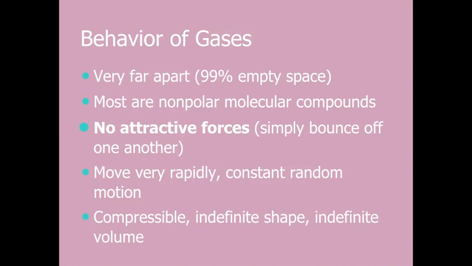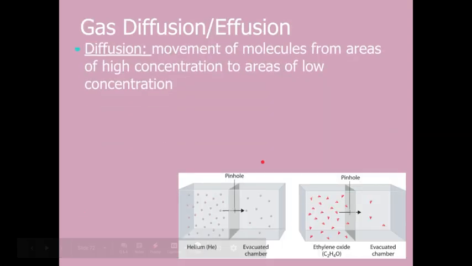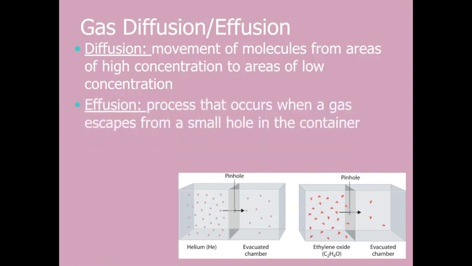Finally, our characteristics. We can think of our gases as compressible, so we can fit a large amount into a small space and kind of fill up that 99% empty space that we were talking about in its container. They have an indefinite shape and an indefinite volume. Another vocab word that we might hear along with our gases is diffusion. So when we refer to diffusion, we're referring to the movement of molecules from areas of a high concentration to areas of a lower concentration.